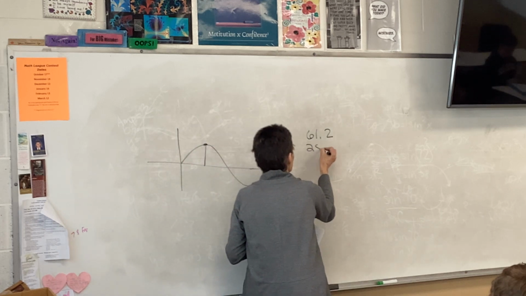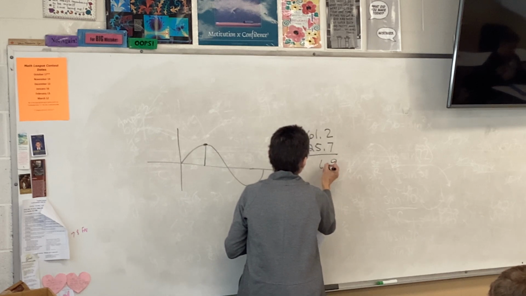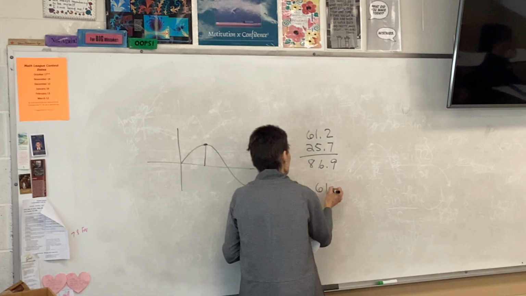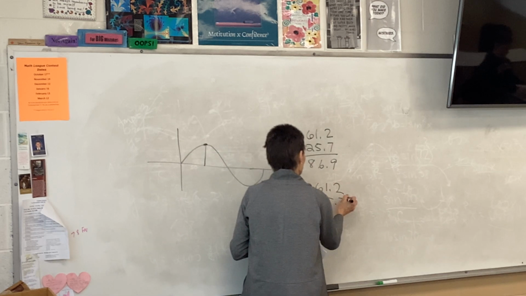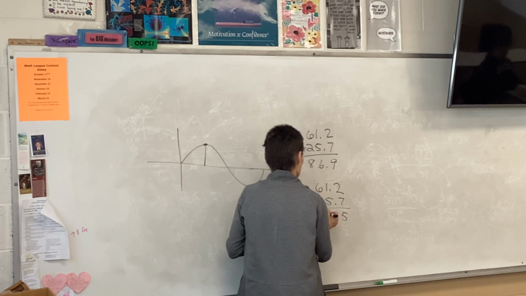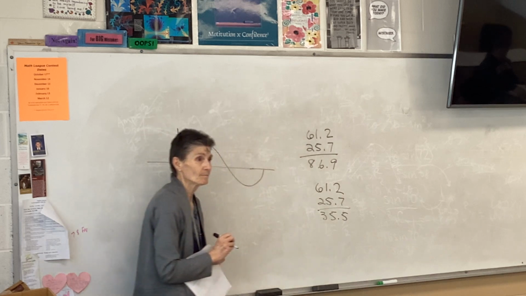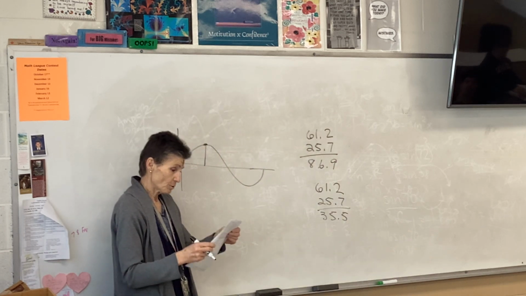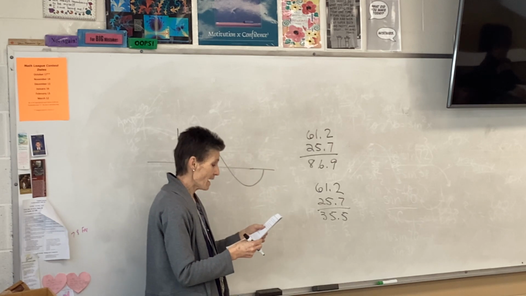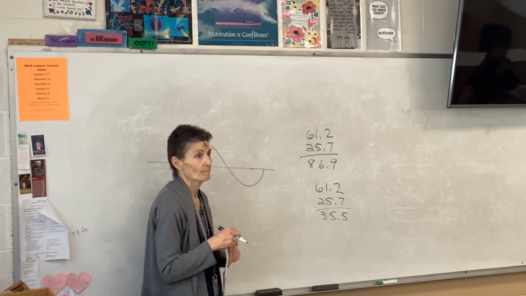25.7. So won't a maximum be 86.9? And a minimum be, this is challenging, is that right? 35.5? So do any of those work? C. The minimum average monthly temperature is 35.5 degrees.